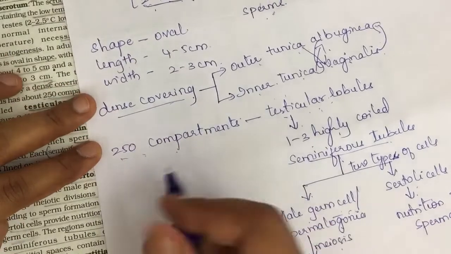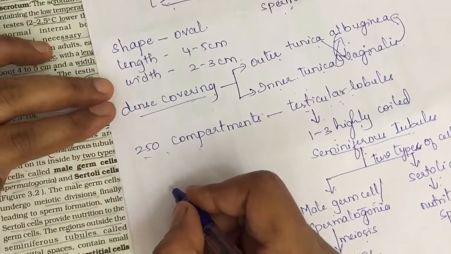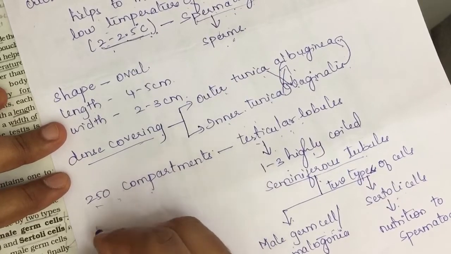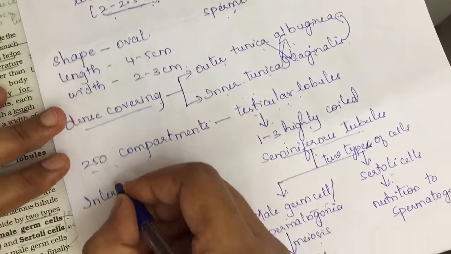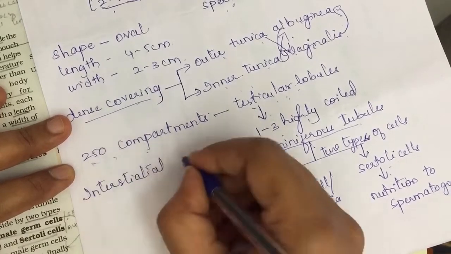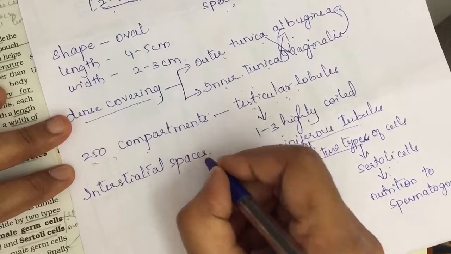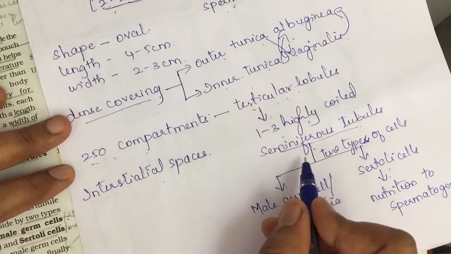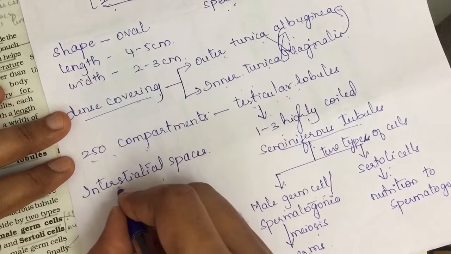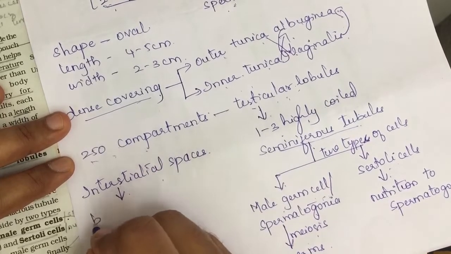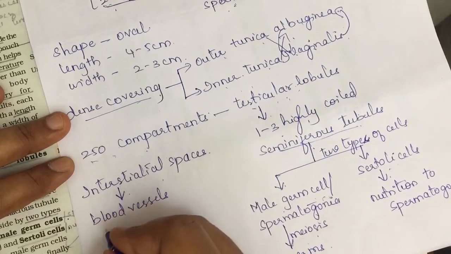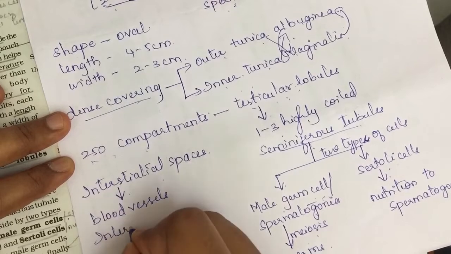Now with that, you can find one more. What is that one more? There is the presence of interstitial spaces. These interstitial spaces are present in between the seminiferous tubules. I shall show you how it appears. These interstitial spaces have blood vessels, and they also have interstitial cells.